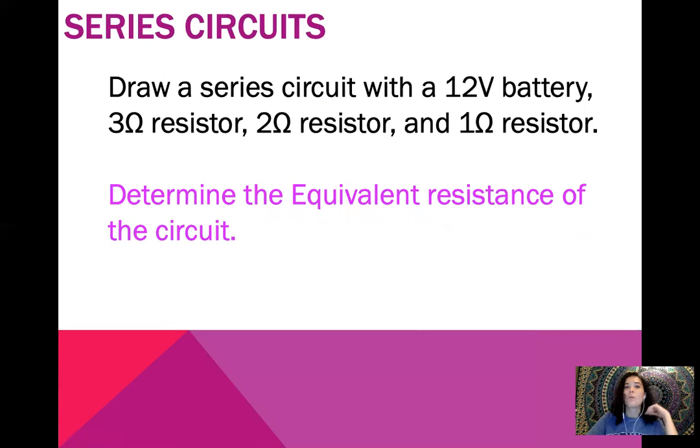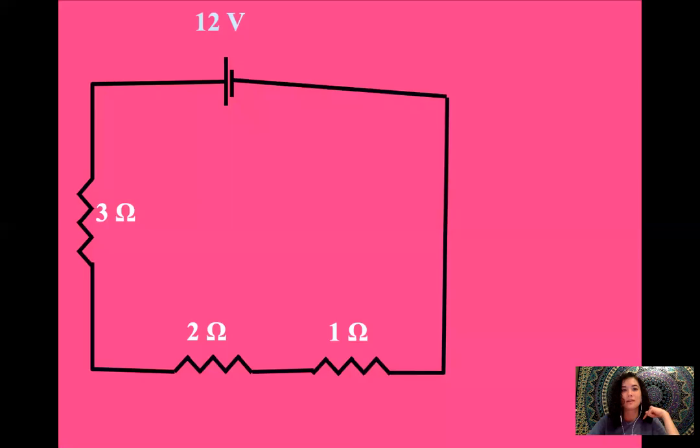We are going to draw a series circuit that has a 12-volt battery, a 3 ohm resistor, a 2 ohm resistor, and a 1 ohm resistor. We are trying to determine the equivalent resistance of the circuit. This is our first example. Please make sure you are taking some notes or referencing the notes that I posted on Google Classroom for you, okay? Here is a beautiful picture of my circuit.